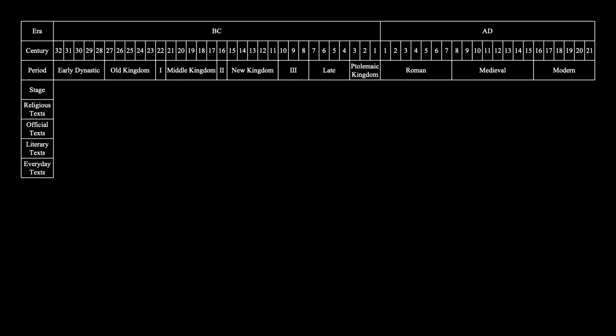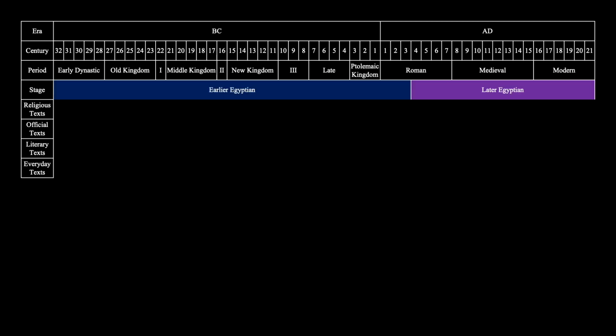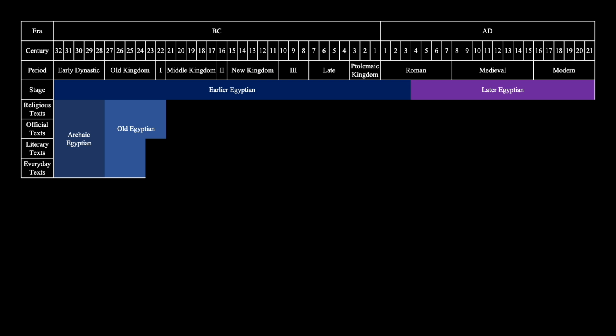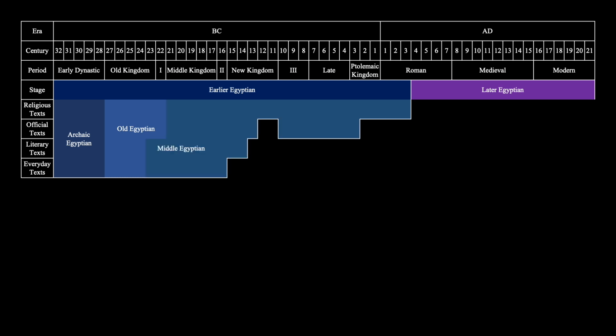To start off, let us take a look at the different stages of the Egyptian language. These stages can be divided into two large groups: earlier Egyptian and later Egyptian. Earlier Egyptian can be further divided into Archaic Egyptian, which is the earliest form of the language and was used during the pre-dynastic and early dynastic periods; Old Egyptian, which was the dominant form of the language during the Old Kingdom period; and finally, Middle Egyptian.